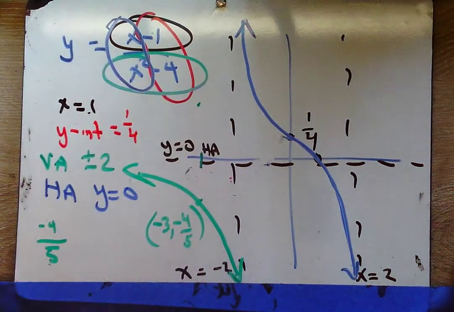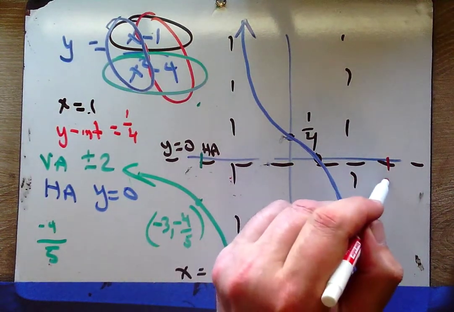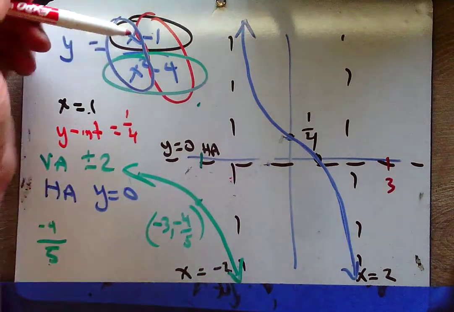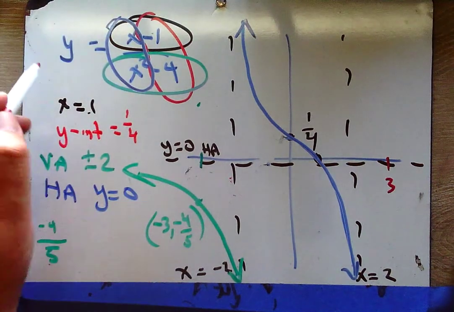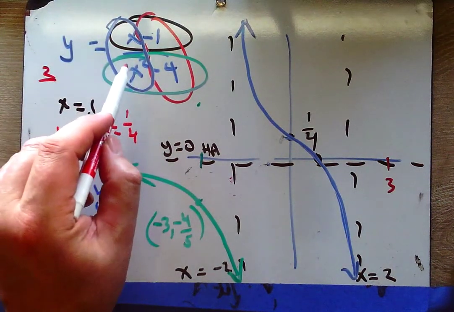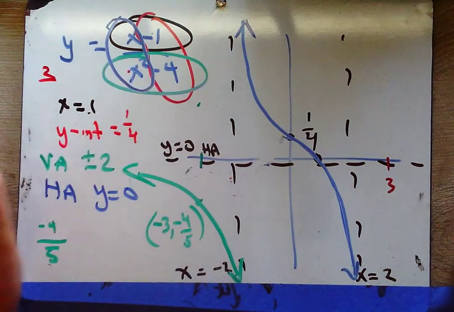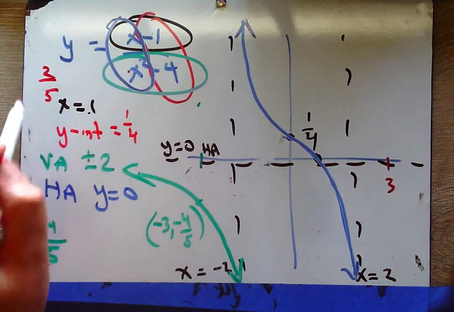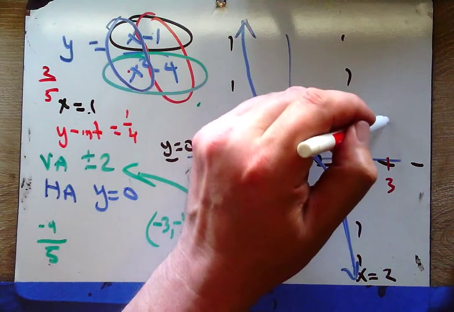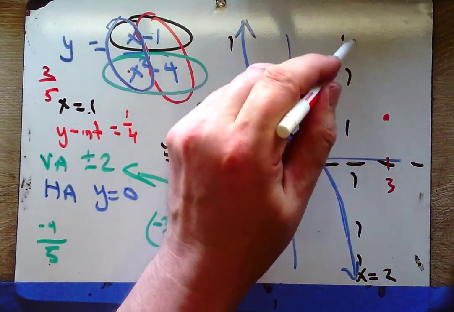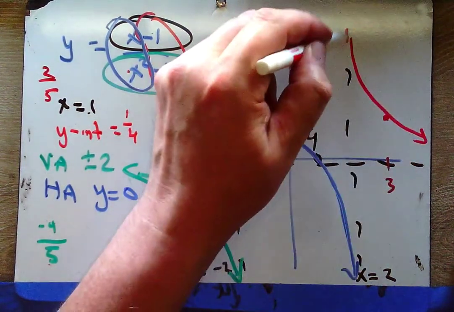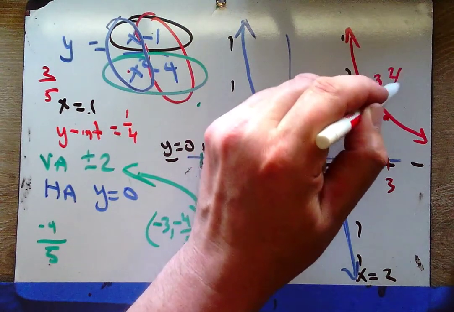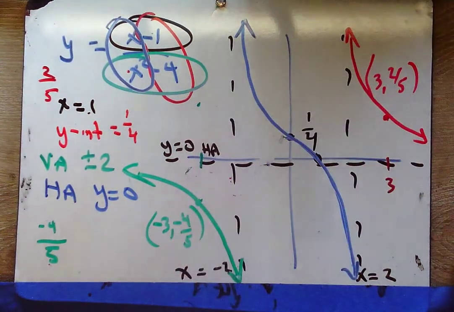Don't forget to bend to the asymptotes. And finally, what about over here? What if I plug in a positive 3? 3 minus 1 is 2. 3 squared is 9. 9 minus 4 is 5. I get positive 2/5. Well, that's going to be up here. So my graph is going to go like this through 3, 2/5.